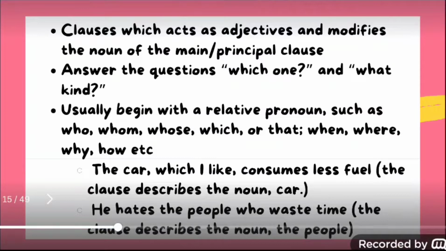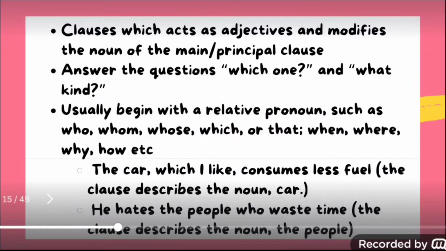An adjective clause usually begins with a relative pronoun such as who, whom, whose, which or that, and also when, where, why, how, etc. So one way to identify adjective clauses is the presence of relative pronouns such as who, whom, whose, which or that, when, where, why and how.